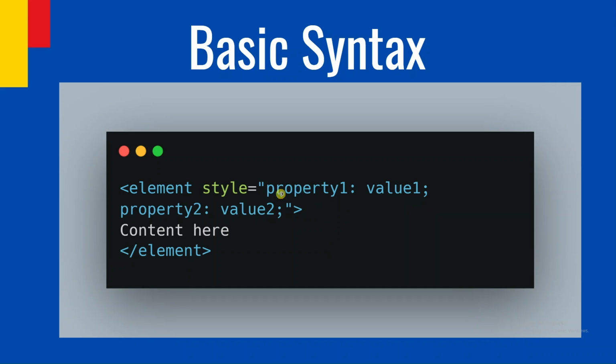If you want another CSS declaration, we'll need to bring our semicolon, start the next property, colon, and the corresponding value, then end the declaration. So this will apply the style that has been specified here only to that particular HTML element. Let's go to our code editor and see the effect.